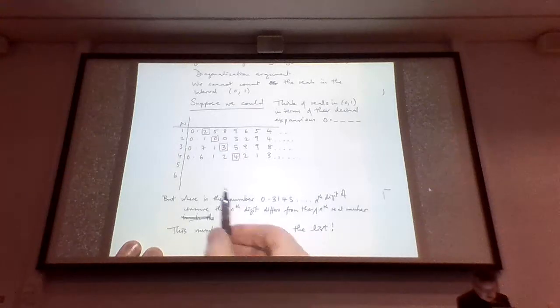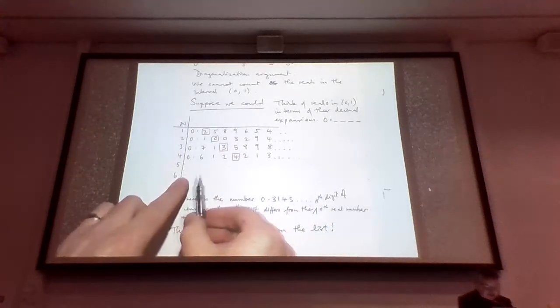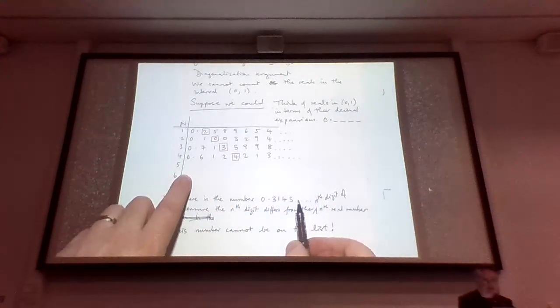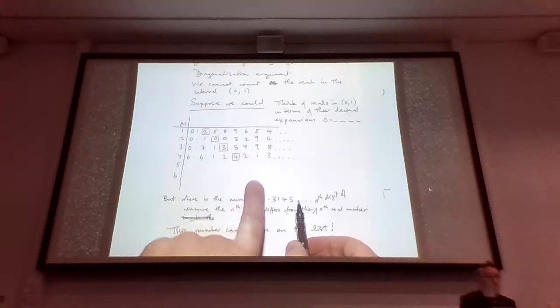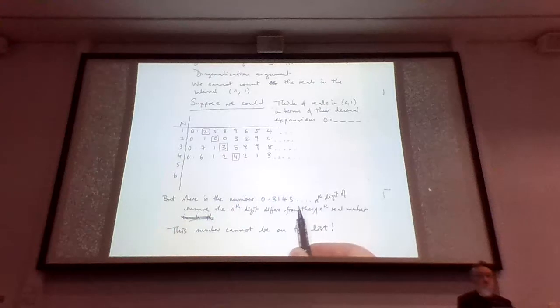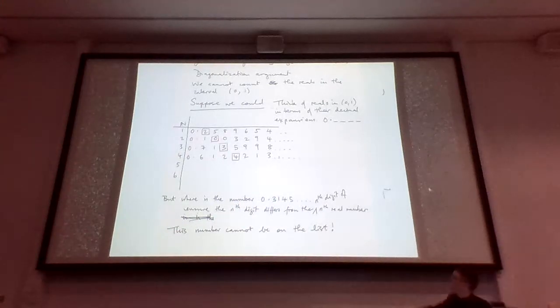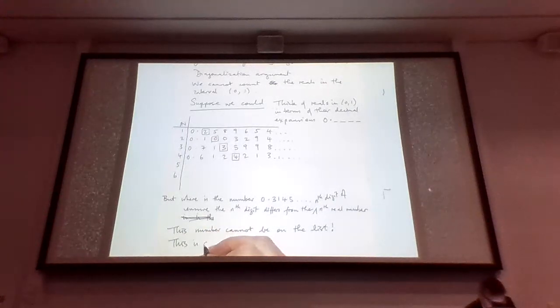Like, supposing it was at position 6. Well, it can't be in position 6 because its sixth digit is going to be different to the sixth digit of the number in position 6, because that's the way it was constructed. So we construct this real number in such a way that ensures that it cannot be in any position on the list. This is a contradiction.